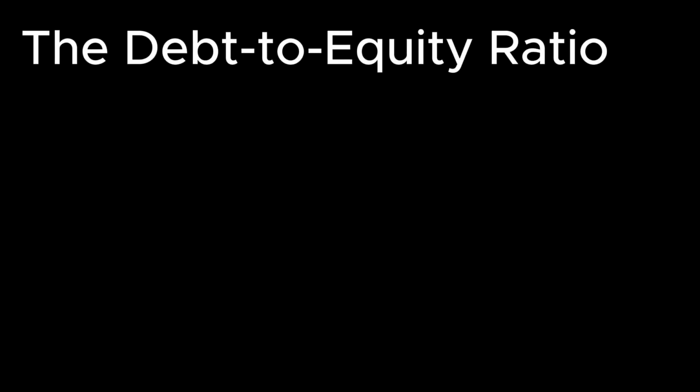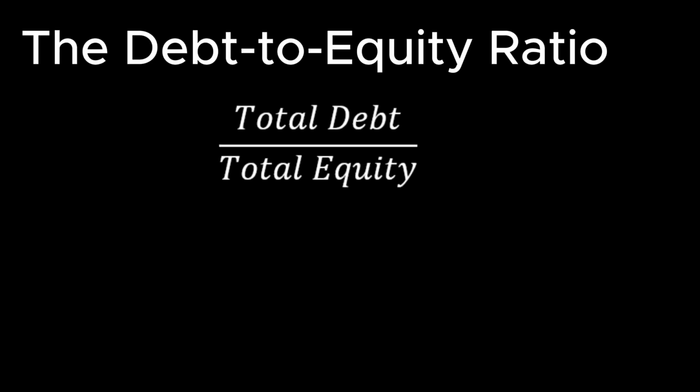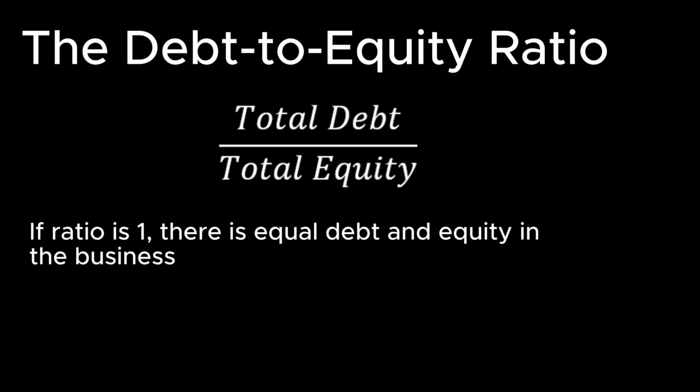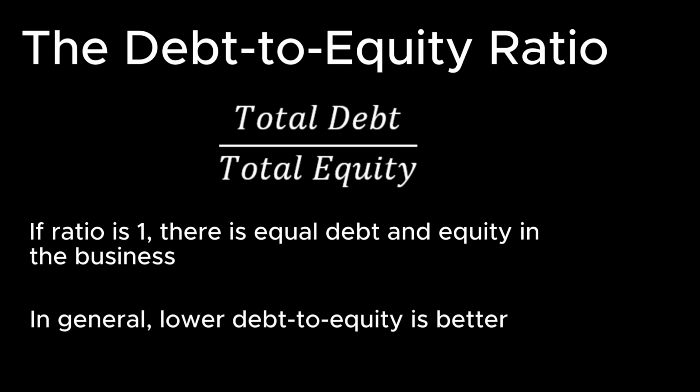One of the simplest pictures of a company's capital structure is its debt-to-equity ratio. Debt to equity is equal to total debt divided by shareholders' equity. This ratio tells you how the business is financed, specifically how much comes from the lenders versus how much comes from the owners. If a company has a debt to equity ratio of 1, that means that the company is financed equally by debt and equity. And so in general, a lower debt to equity ratio is more favorable.